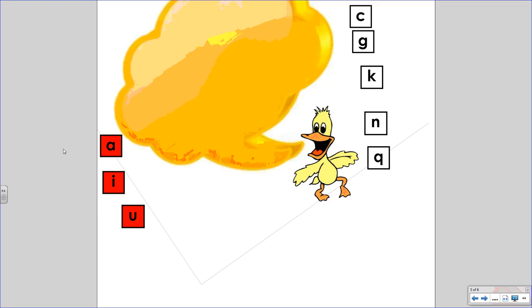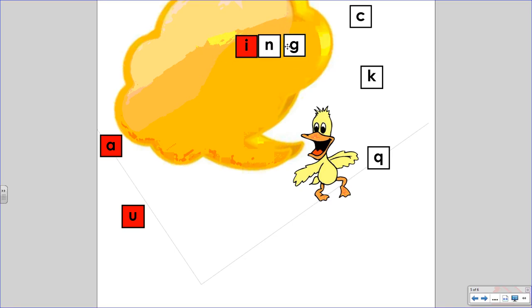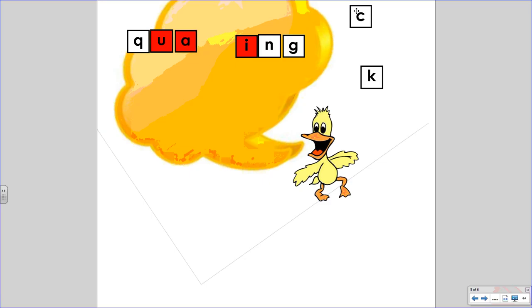Clue one was I had to use all these letters. Clue two was ing, like in king. The next clue was qua. And I see this is a duck, so I think it's quack-ing. If you figured that out before me, well done. Now it's time to press pause. Go get the piece of paper that you need to record your information on, and when you come back, press play, and we'll review the words you made.